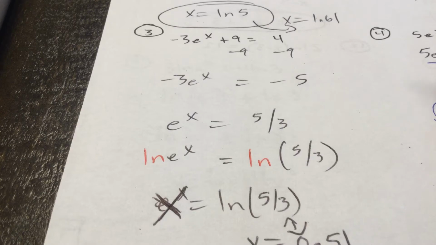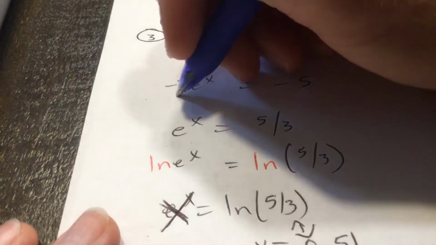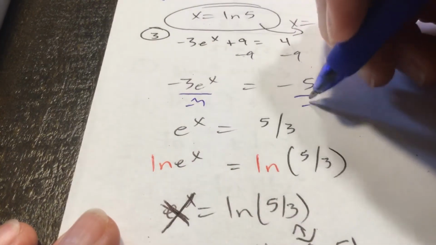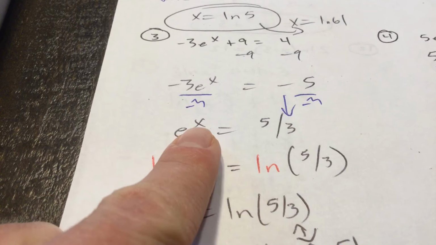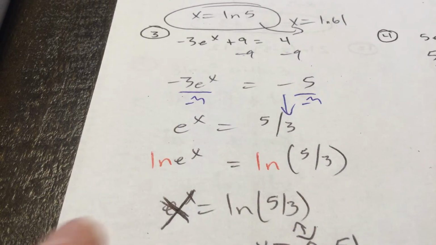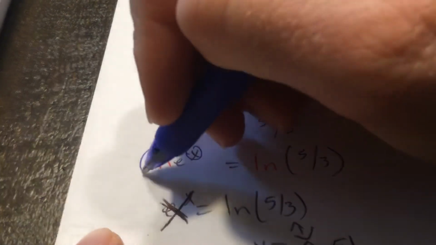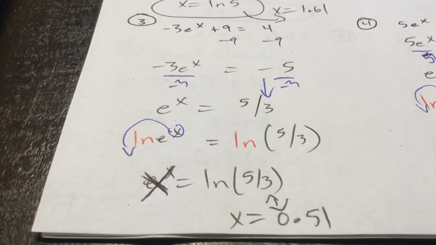First, we're going to get rid of that 9. Subtract 9 from both sides. All right, so I'm going to divide by -3. That gives me 5/3. Again, when e to the x is all by itself, then I can attach natural log to both sides. Natural log e to the x means the x comes on down. X would be natural log of 5/3.